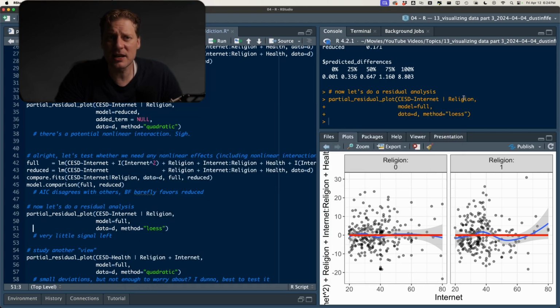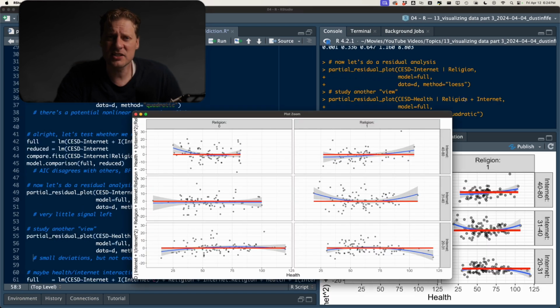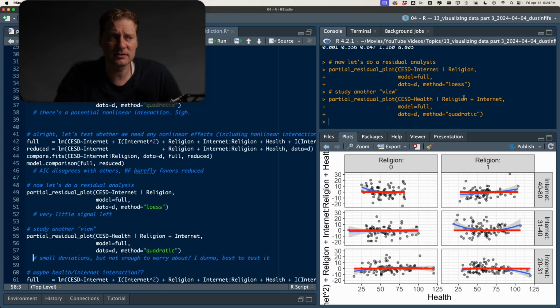And so that was with internet on the x-axis and then religion in panels. Let's go ahead and do one where we have health on the x-axis, and then let's look at all the variables together just to see if there's anything that we miss. And so what do we see? We see, for the most part, these lines are flat.